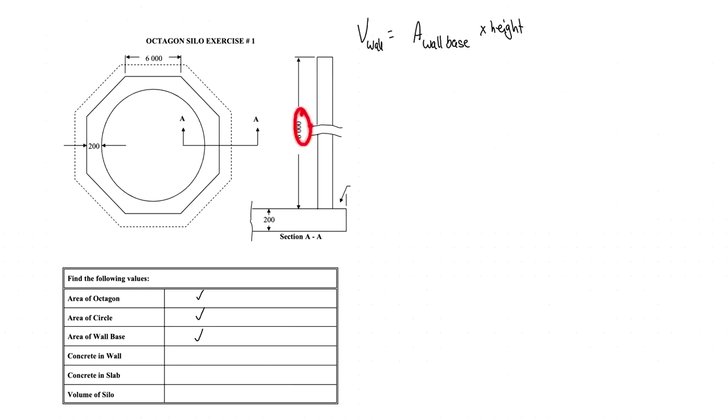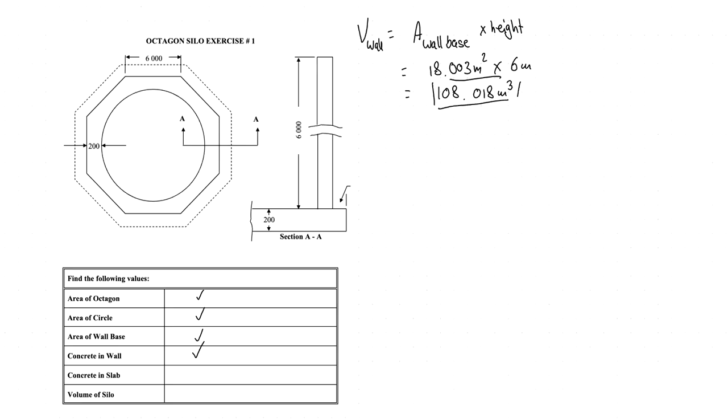And again, of course, we're going to turn it into meters. So area of the wall base, just figured out, 18.003 meters squared times our height in meters, which is 6. Punching that into the calculator gets us to 108.018 cubic meters of concrete. Bam. Did that one. Awesome.